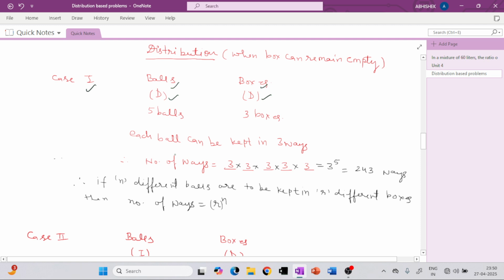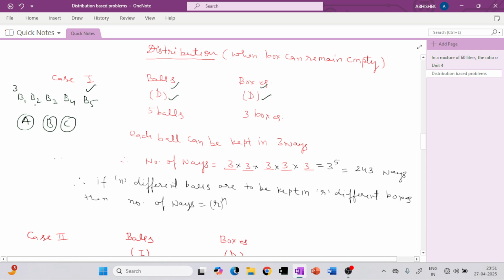Okay, suppose that the boxes are a, b, c, and balls are b1 b2 b3 b4 b5. I'm just writing down here. Suppose that balls are b1 b2 b3 b4 b5, and boxes are a, b and c. All are different. Okay, so b1 ball can be kept in any one of the boxes a, b, c. So b1 can be placed in 3 ways.